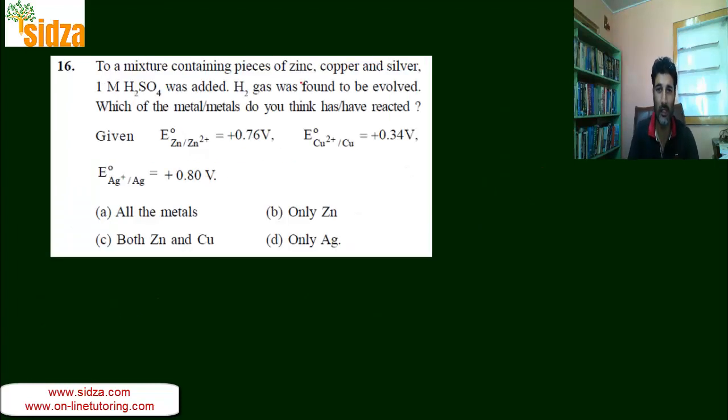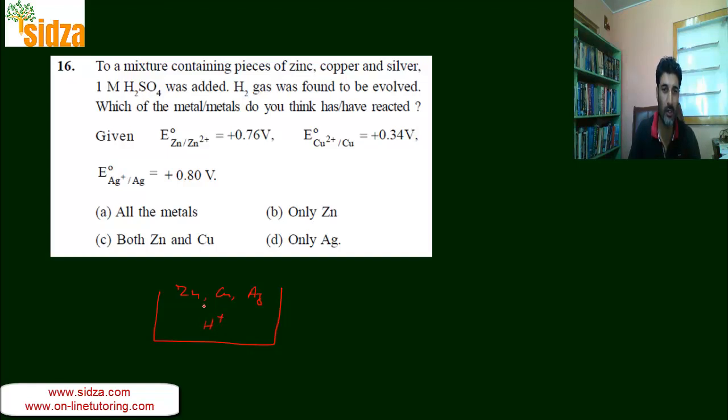To a mixture containing zinc, copper and silver and 1 molar sulfuric acid, hydrogen gas was found to be evolved. Which of the metals do you think has reacted? The situation is like this. We have a mixture of the three metals: zinc, copper and silver. And we have put it in a solution of H2SO4, which has the H+ ions.